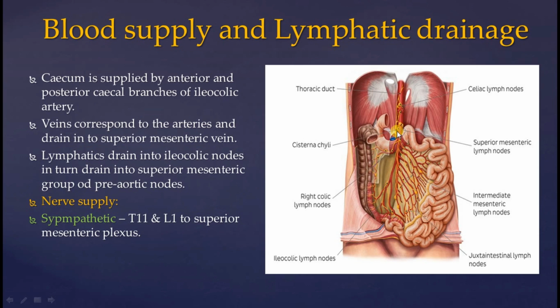Sympathetic supply is from the T11 to L1 segments. From there it goes to the superior mesenteric plexus, and then postganglionic fibers supply it. Parasympathetic is the vagus. So for the gastrointestinal tract, you can simply write vagus parasympathetic.